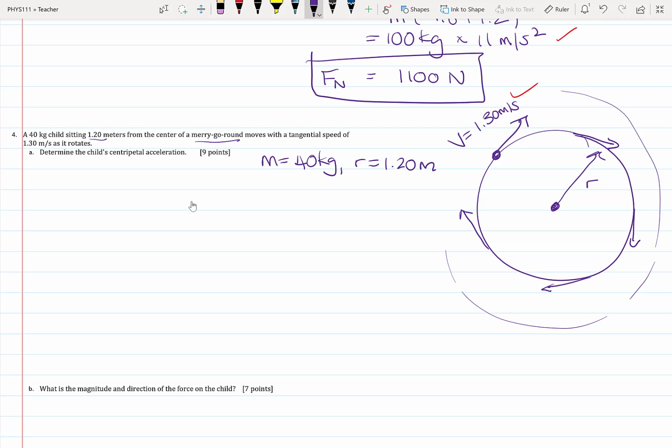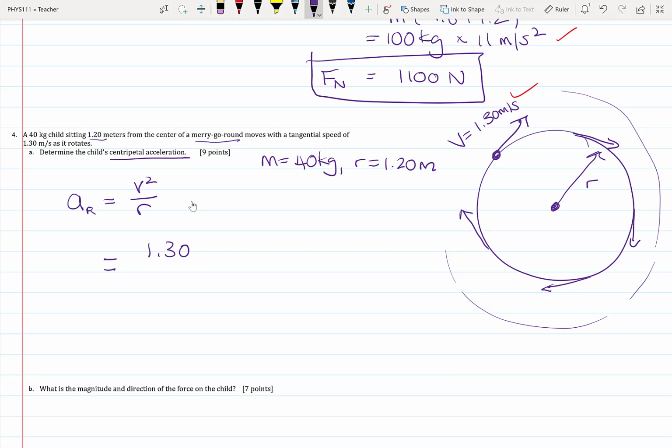Question: determine the child's centripetal acceleration. Okay, this is a gimme. The centripetal acceleration is the acceleration due to this rotation. We have that defined in our notes as v squared divided by r. So we can plug that in.